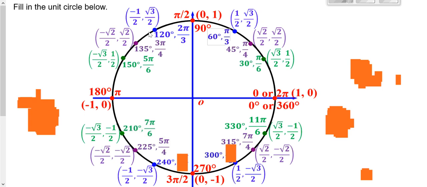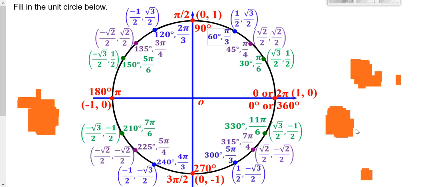When I reflect that to get to this one here, which is a third of a pi, I'm at pi going forwards a third of a pi. Pi plus a third of a pi is 4 pi over 3. To get to our last one here, I'd be at 2 pi going backwards a third of a pi. 2 pi minus a third of a pi is 5 pi over 3.